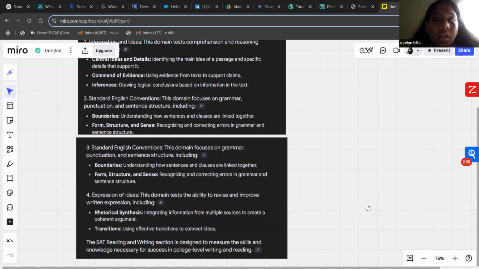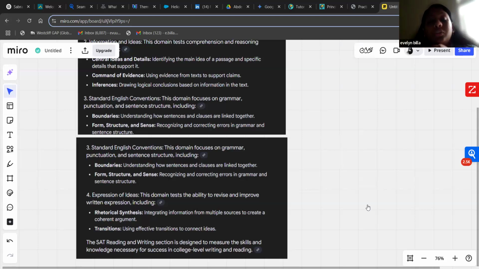Okay. Carnel, you're next on my screen. Can you read point number 4? Expression of ideas. This domain tests the ability to revise and improve written expression, including rhetorical synthesis, integrating information from multiple sources to create a coherent argument, transitions, using effective transitions to connect ideas.